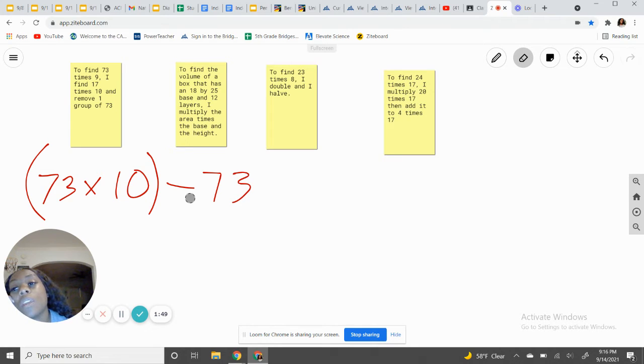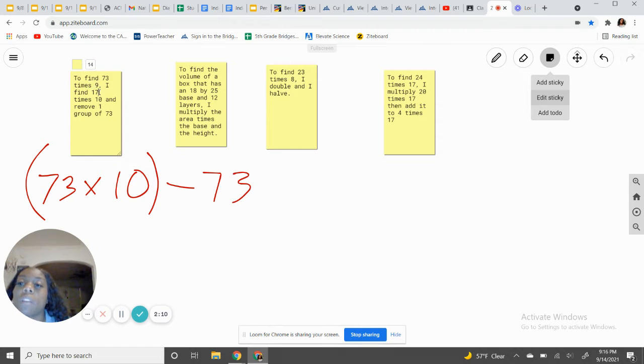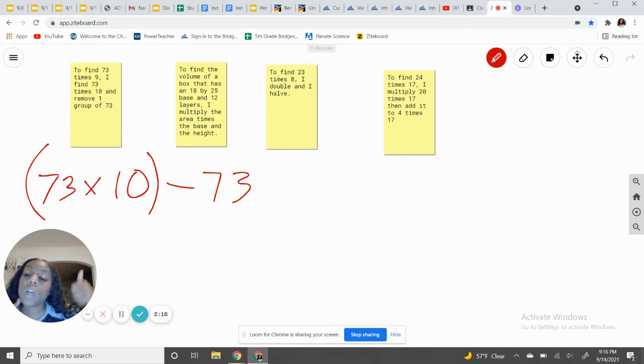Why are we doing that? Why are we doing 73 times 10 first, then removing one group of 73? Because the original problem up here, I didn't change it. The original problem up there tells us that we need to be finding 73 times 9, not 10. We just went up 1, which is the over strategy. We went up 1 so we can get to a friendly number. Once again, to find 73 times 9, I find 73 times 10 and remove one group of 73.